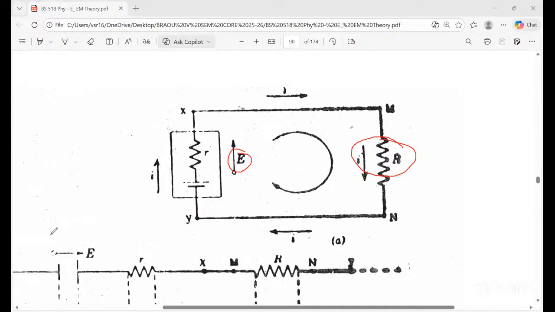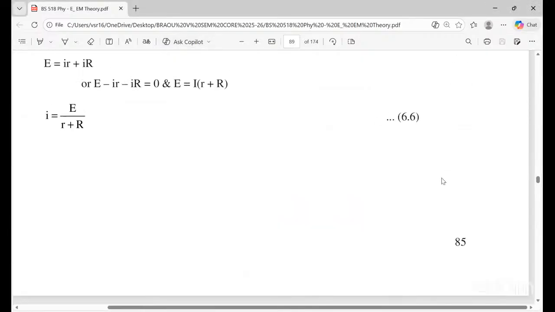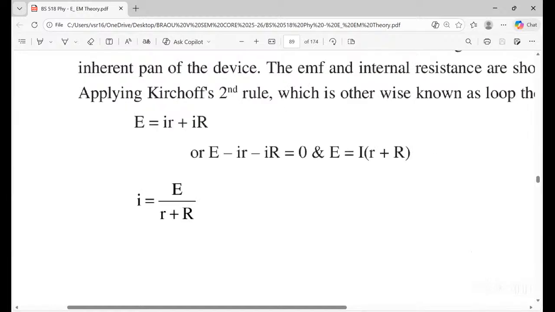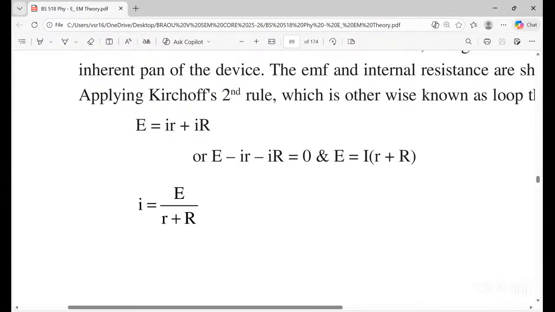So E equals small I into small r plus capital I into capital R. How are you going to simplify this? From this equation, E minus Ir minus IR equals 0, or by taking I common, I times (r plus R), so I equals E by (r plus R).